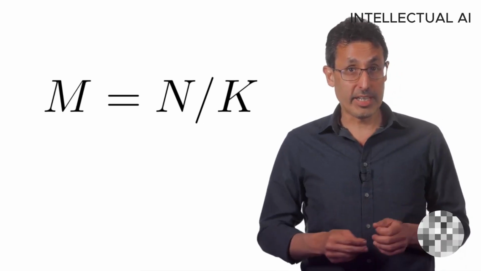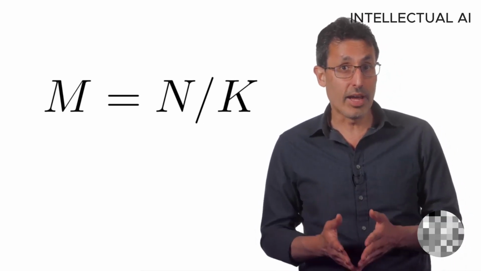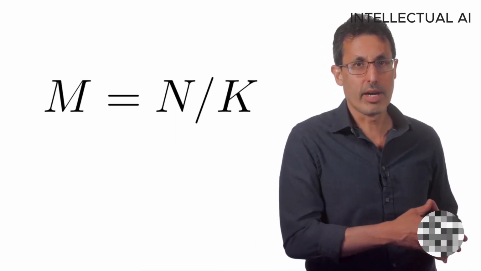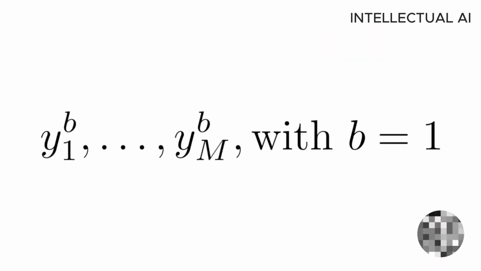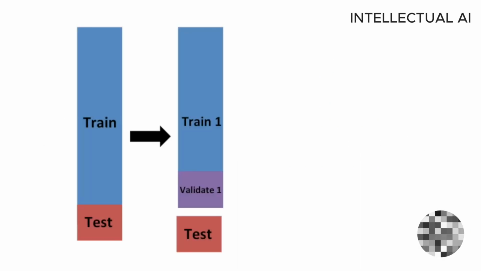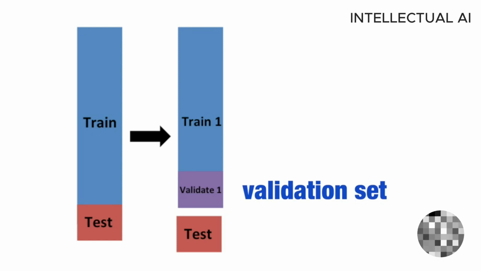We simply pick m equals n divided by k observations at random. We'll round m if it's not round. And think of these as a random sample, y1b all the way up to ymb, with b equals 1. This is the first one. We call this the validation set. Now we can fit the model in the training set, then compute the apparent error on the independent set.